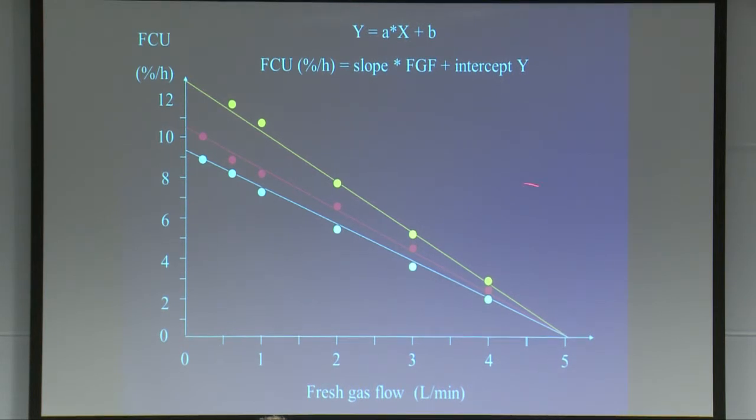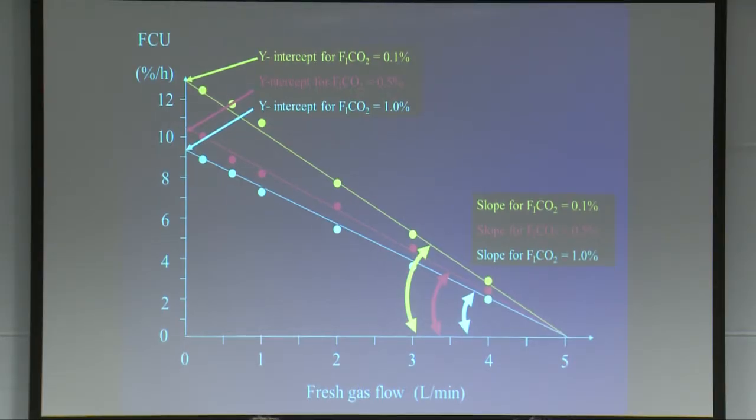That's actually convenient because I can just do a linear fit. And I think we all remember this from elementary school. That is the equation of a straight line. So I can say that the fractional canister usage, the percentage of the canister used per hour, equals the slope of this curve times the fresh gas flow plus the intercept. So if I know the slope and the intercept for the different FiCO2 thresholds, I can define each of these lines.